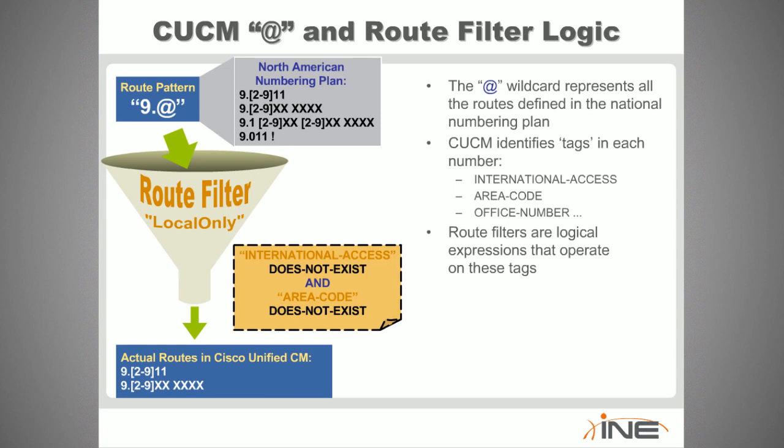We could include that by just changing this route filter to say international access does not exist. I believe that's the right name, but I'd have to look at the actual route filter and make sure I have the name proper, because I don't use route filters and the @ symbol too much.